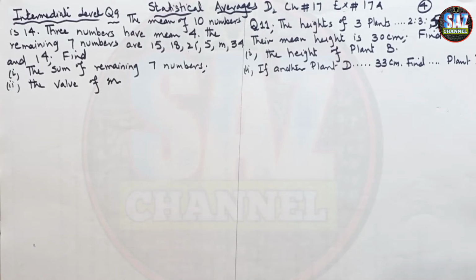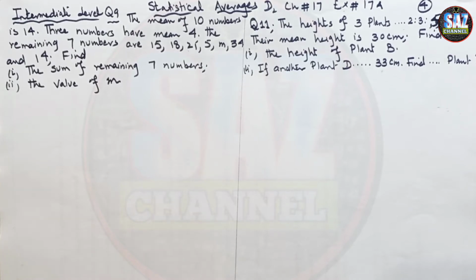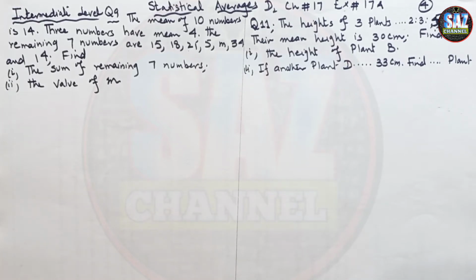This is my fourth lesson of D2, chapter number 17, exercise 17A, that is about the statistical averages. What are the statistical averages and what are their symbols, notations and formulas? These are the concepts that have to be really clear to all of my students.